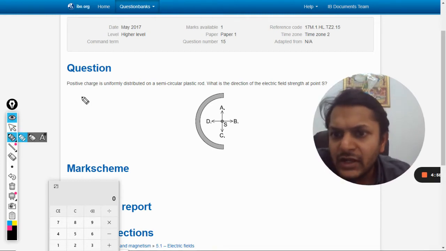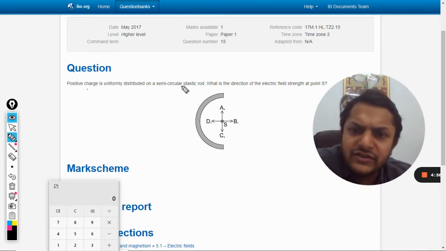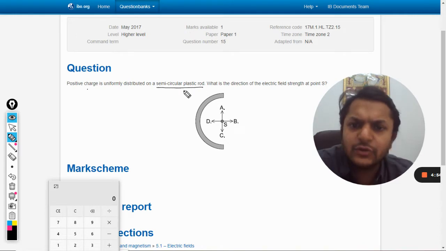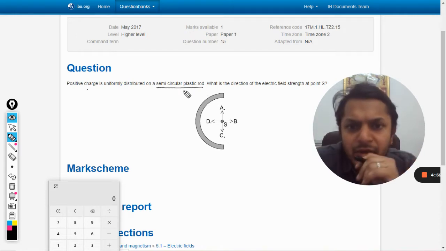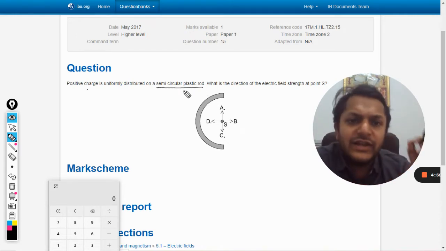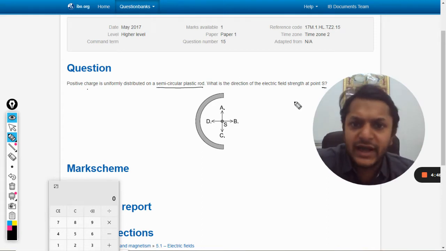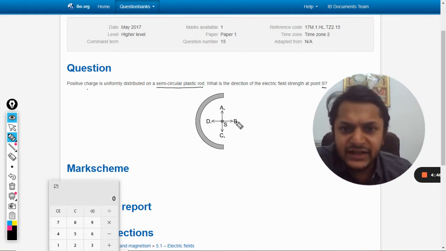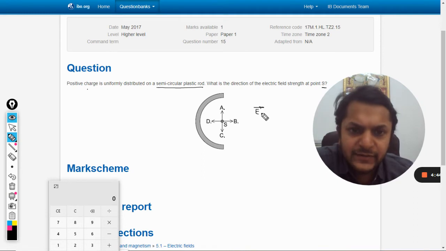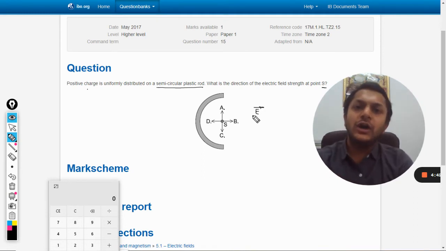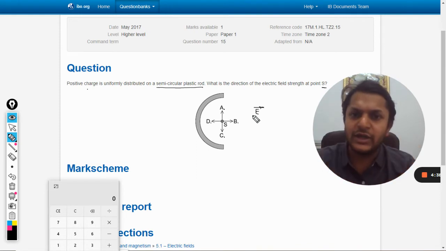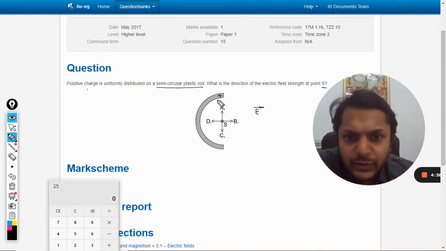Okay, so positive charge is uniformly distributed on a semicircular plastic rod. What is the direction of the electric field strength at the point S? So we have to find the direction of the electric field at the point S due to a rod. It is a bent rod, nothing more than a rod. So this rod is positively charged.